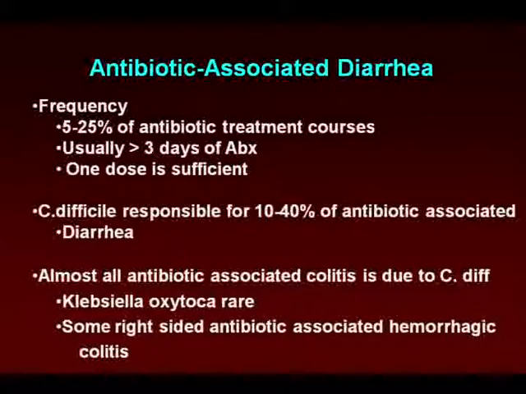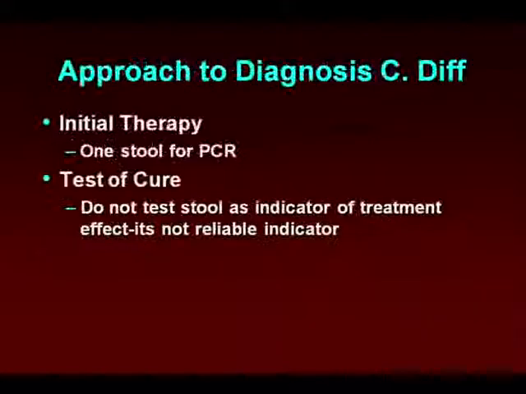difficile. There are some other strange cases which I think are more the province of ID people, but again, if it is disease that on an oral contrast CT is confined to the colon, if there really is colitis inflammation, it's not run-of-the-mill antibiotic-associated diarrhea due to change in flora. If there's inflammation in the colon, then C. diff is highly likely. Now, what is the approach to diagnosis?